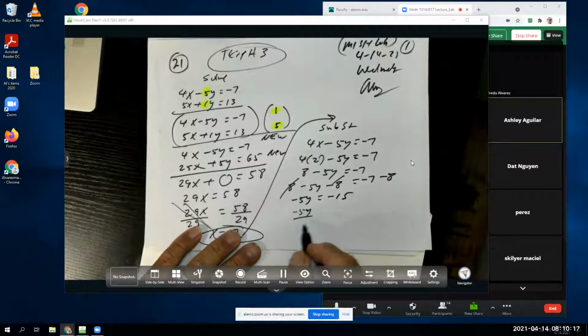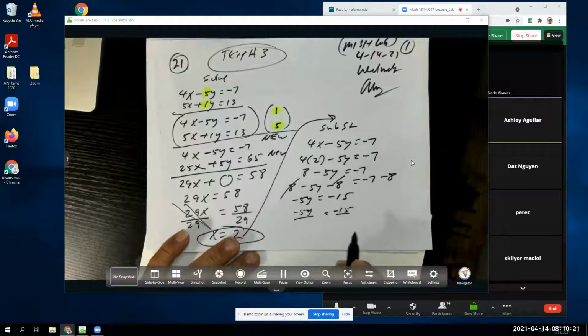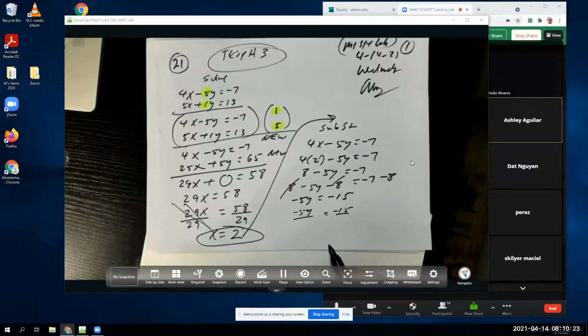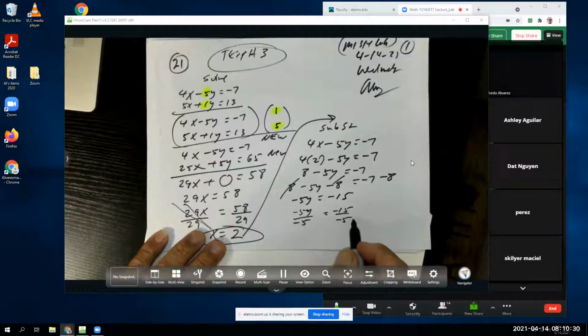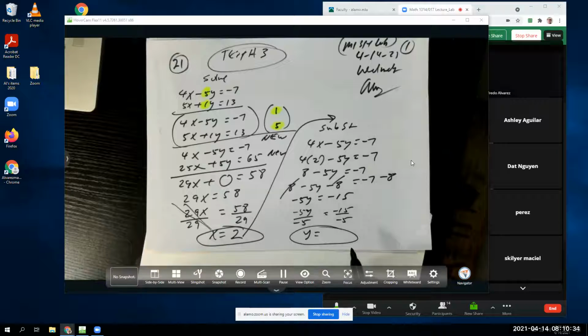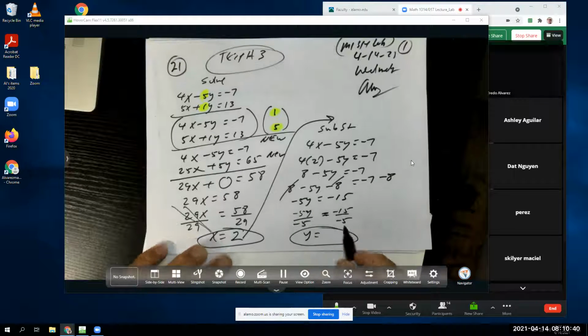Divide by what? Both sides, divide by what number? 5. Yeah, -5 there, -5 there. So y is, yeah. So what's the answer going to be? Negative divided by negative is a positive answer. What is it? 3. 3.